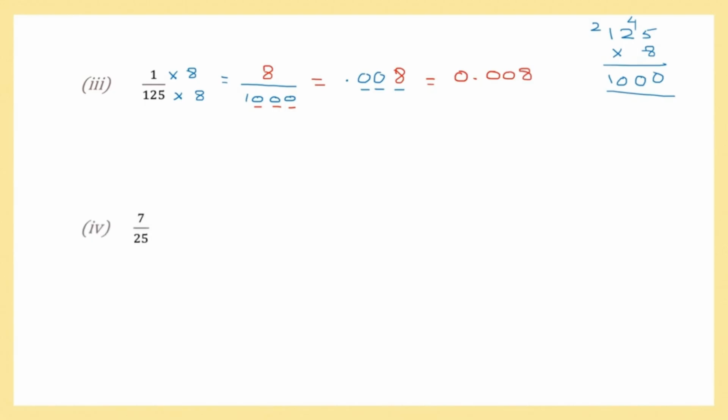Question 4. 7 by 25. 25 into 4 will give me 100, which is a higher power of 10. So let me multiply my numerator also by 4. 7 4s are 28. So now I have 28 by 100. Let me take 28 and write it as a whole number. Let me check the number of zeros in my denominator. There are 2. So my point moves 2 places to the left and then I put a point. So my final answer is 0.28.